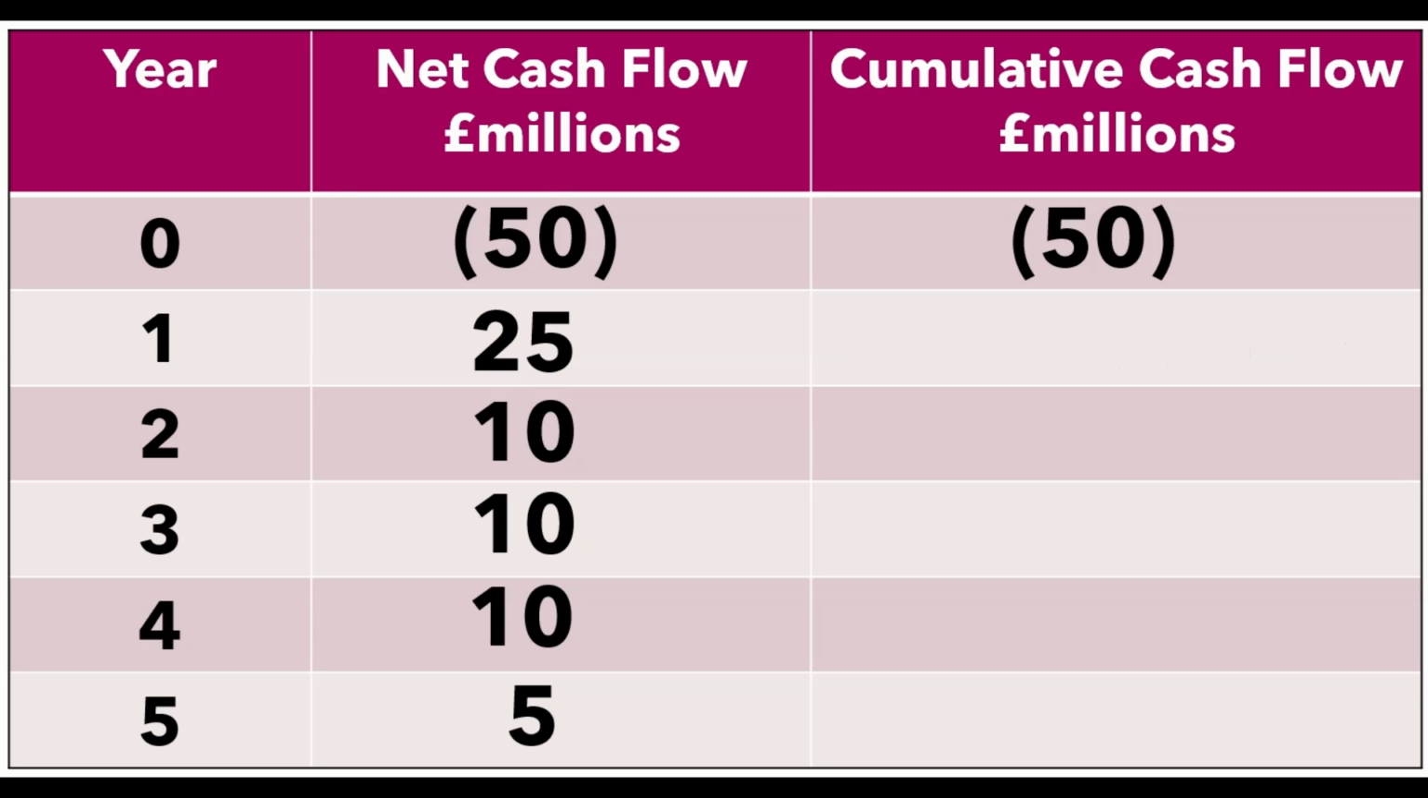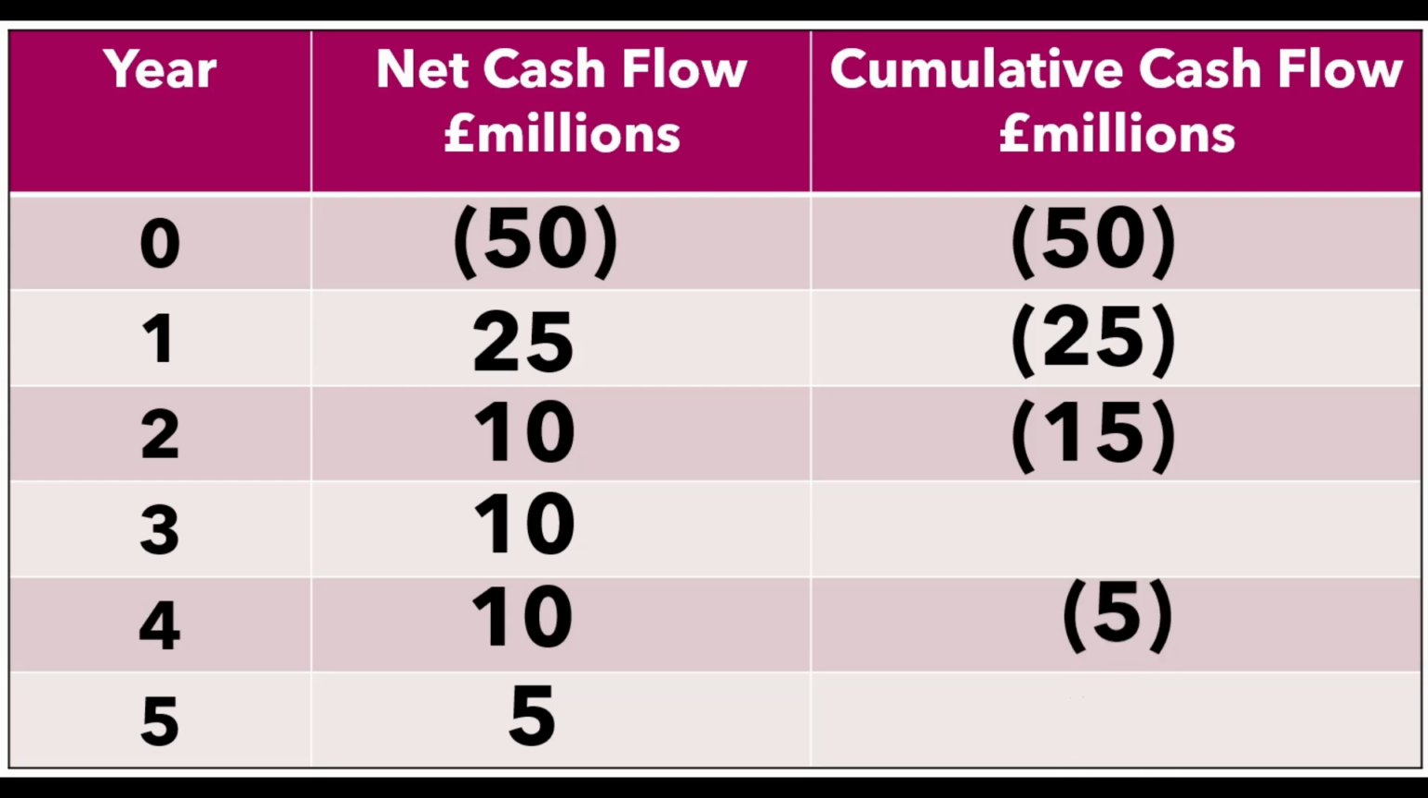If we keep going, by the end of year 2 we are left owing 15 million, and this figure goes down to just 5 million by the end of year 3. In year 4, we have an expected net cash flow of 10 million. If we add this to our table, we can see that by the end of year 4, we have repaid the full amount and actually now have a surplus figure of £5 million.